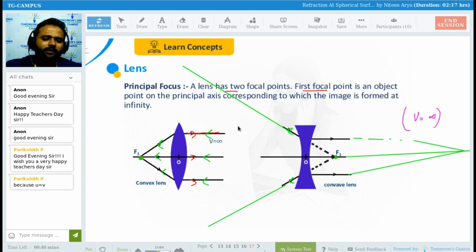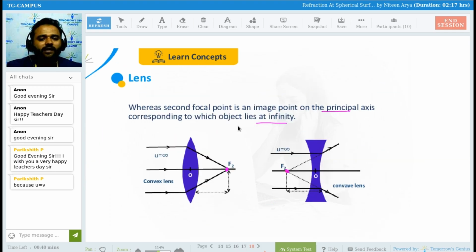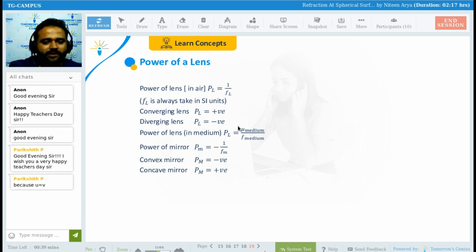Here it is not written; here it is clearly written over here. So when u is at focus, that is one focal point, also known as the object point, v is going to be infinite for any lens. Clear? In the same sense, if the object is situated at infinity, we automatically get the image at focus. Clear? For any particular case.